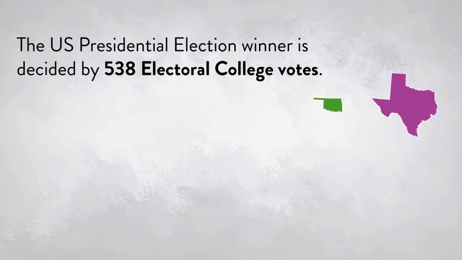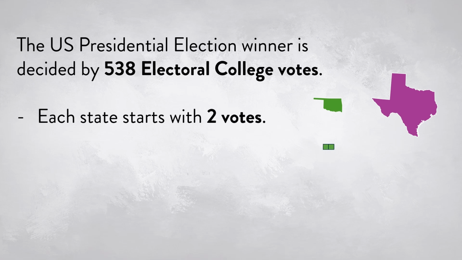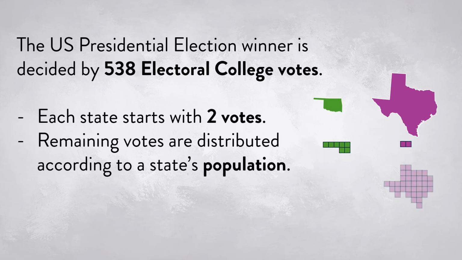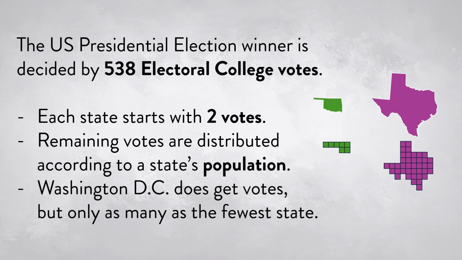So if we take two example states, each state will always start out with 2 votes. After that, remaining votes are distributed according to a state's population. The less people, the fewer votes. The more people, more votes. And there is one area, Washington, D.C., which is not a state, but it does get votes because it has so many people in it. Its limitation, however, is that it can only have as many votes as the fewest state. That means, for most elections, Washington, D.C. is only going to have 3 votes.